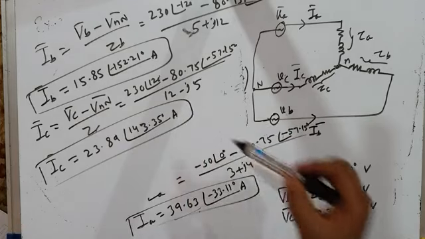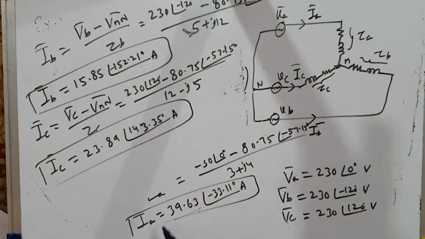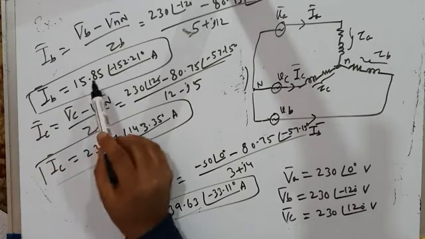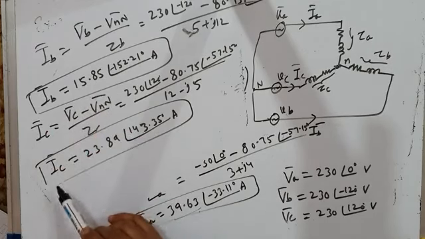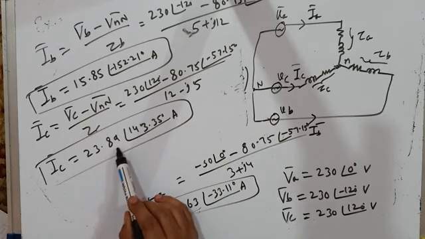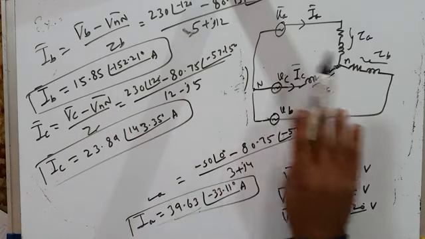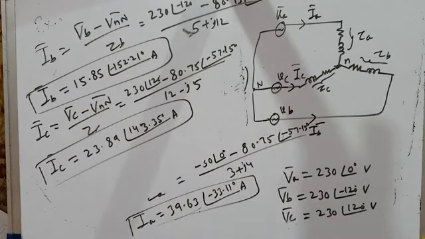Anyway, you can see the unbalance in the load currents. IA has a magnitude of 39.63 amps, IB has a magnitude of 15.85 amps, and IC has a magnitude of 23.89 amps. So this is the example of an unbalanced Y-connected system.